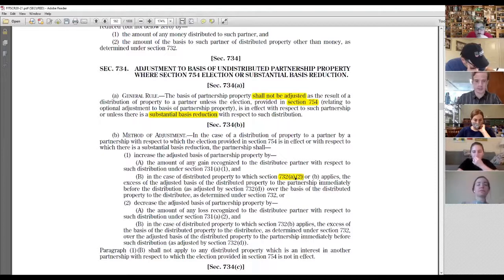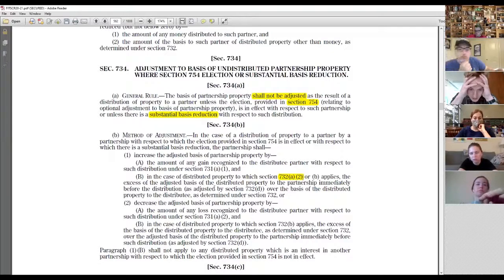But if we end up with a cram down of the basis of the property, if the basis of the property goes down as it moves from the partnership to the partner because of the 732(a)(2) limitation. Now 732(b) deals with liquidating distributions, so we'll bracket that off for now. But if we have the 732(a)(2) limit come in, then the excess of the inside basis to the partnership before the distribution over the basis of the distributed property to the distributee, whatever that crammed down amount is, that also increases the inside basis of partnership property. So those are our increases. And again, we'll do a problem in a second.